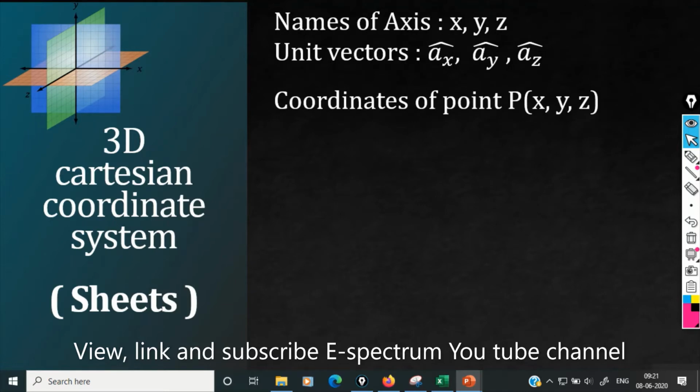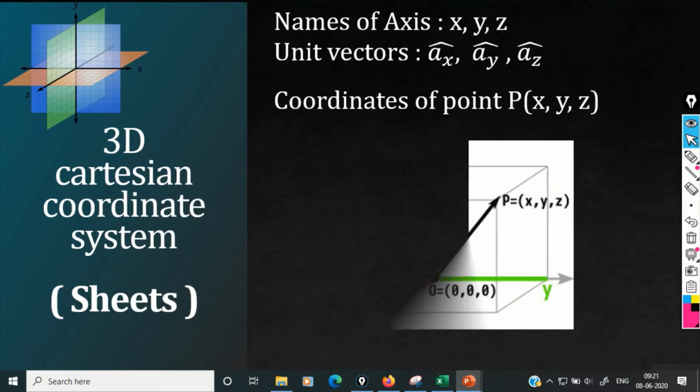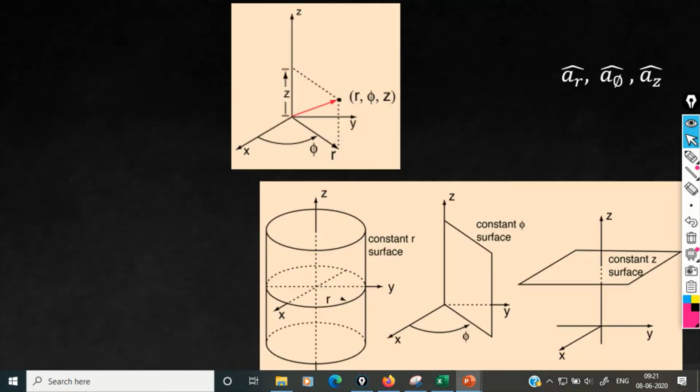The three axes available in the Cartesian coordinate system are x, y and z. The unit vectors available are ax cap, ay cap, az cap. The point I represent is P(x, y, z). So this is the diagram of how we represent a point in Cartesian coordinate system.